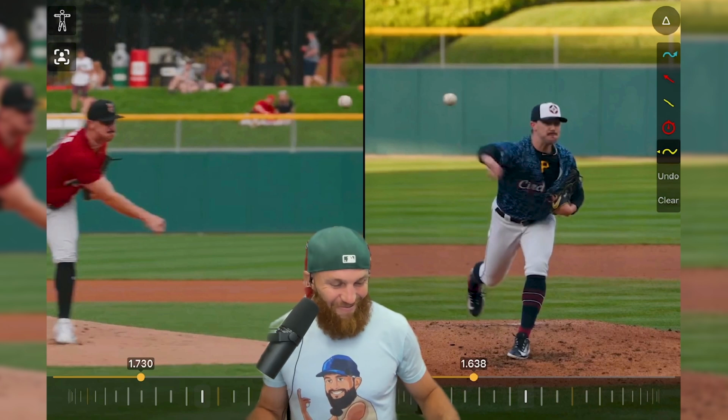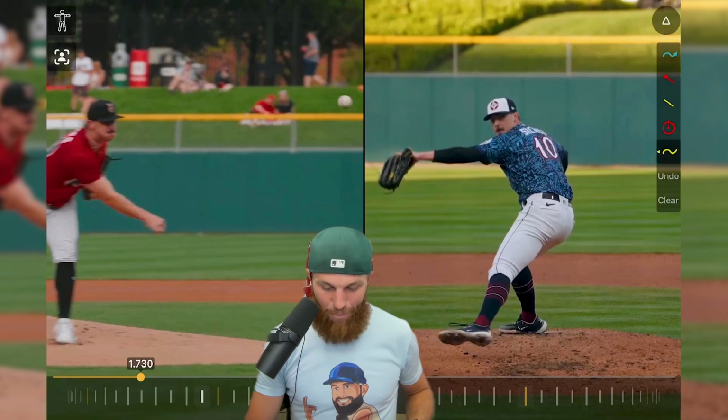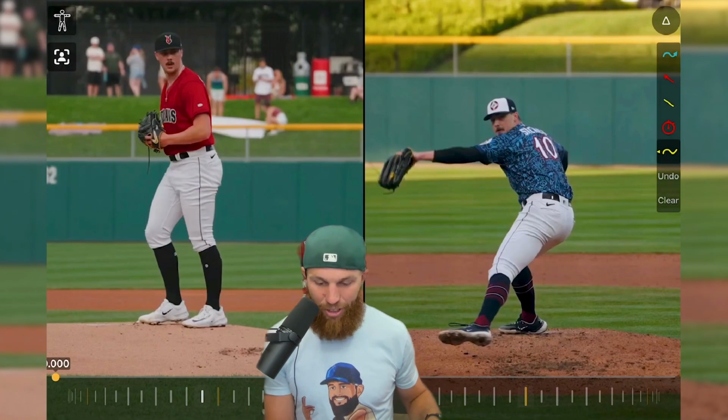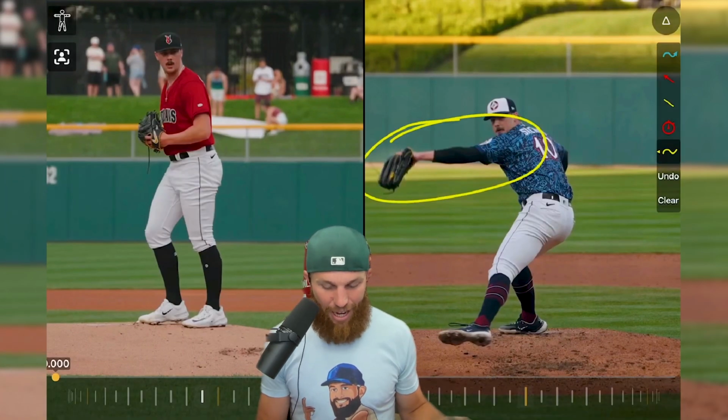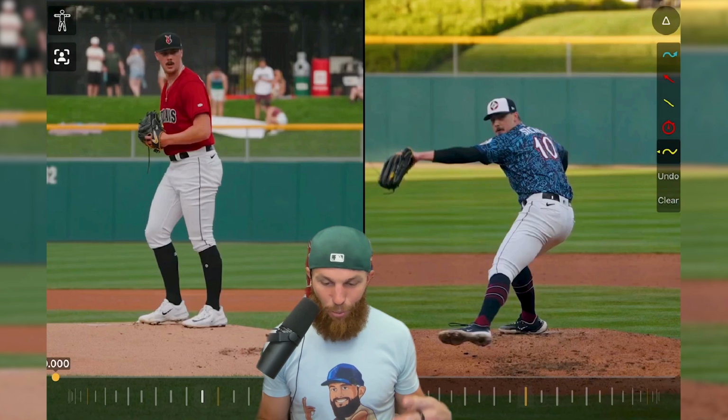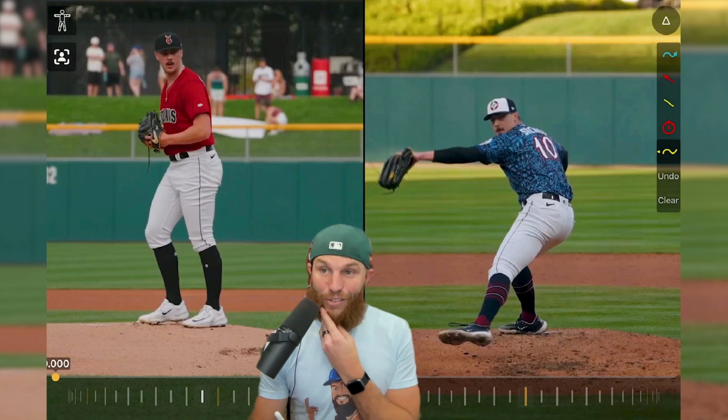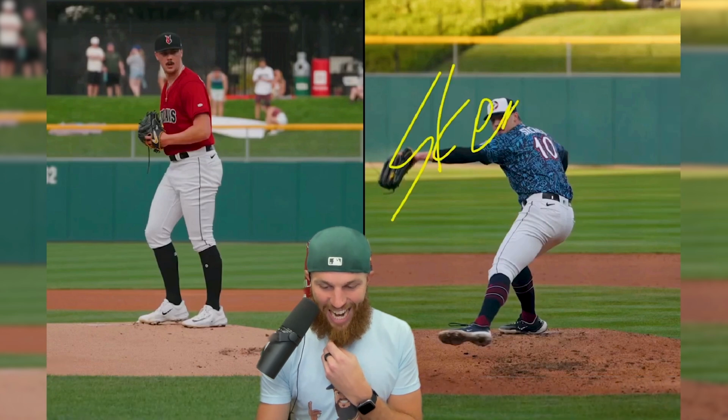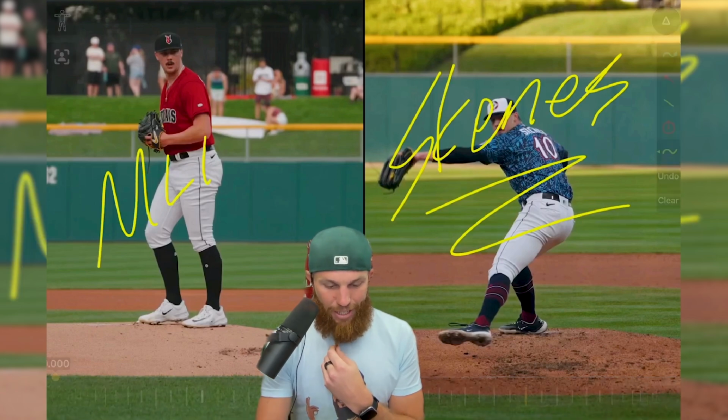Cool. Guys, that is all for my breakdown. I know I didn't specifically talk about the glove side mechanics and how that differentiates, so I apologize, but we're going to have to do it a little bit later because I've got to edit this video before the guy takes the mound. All right, this is Skenes. That was my breakdown on the kid.